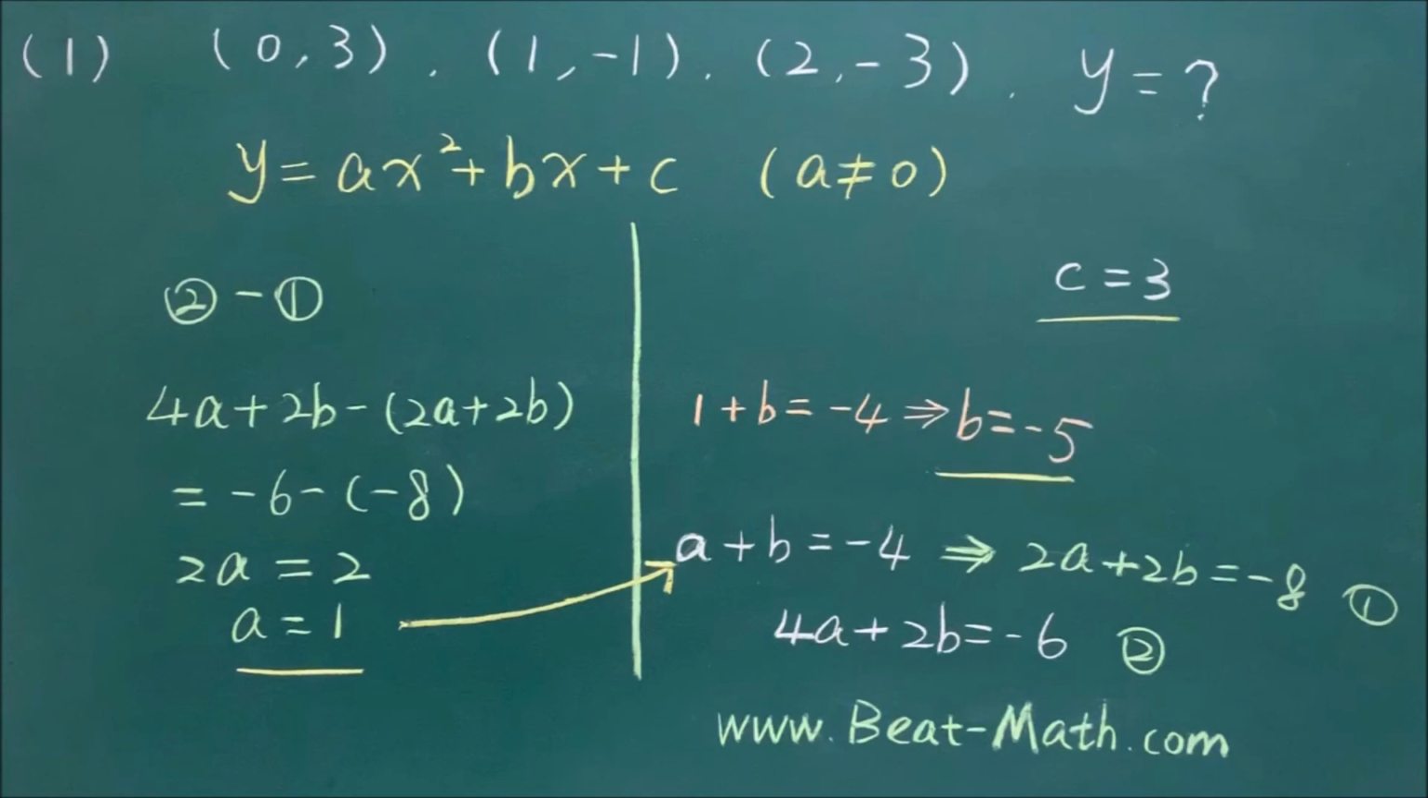Now we have a equals 1, b equals -5, and c equals 3. So the expression of the function is y equals x squared minus 5x plus 3.